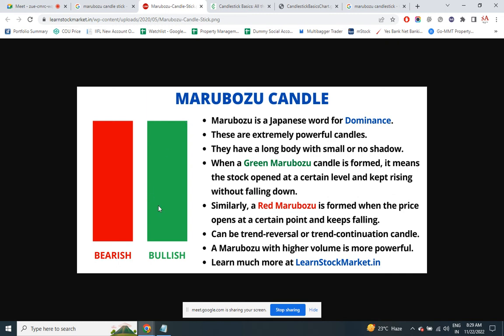So, opening at the lowest point and closing at the highest point means that the stock has immense strength. It cannot have more strength than this. This is an extreme strength pattern, guys. It's called the extreme strength pattern. Then there is the extreme weakness pattern. The stock opened at 100, which itself is the high, and then it closed at the lowest point for the day.